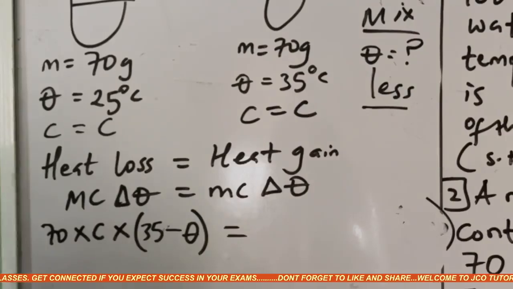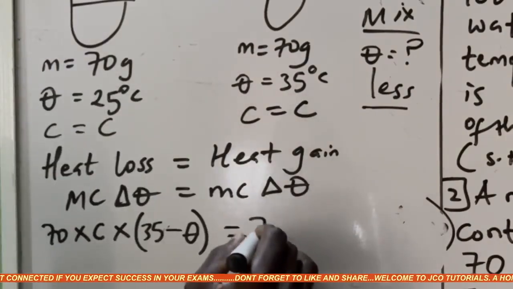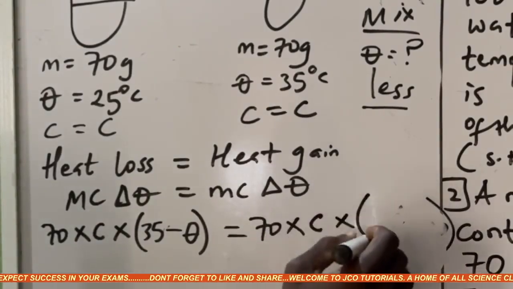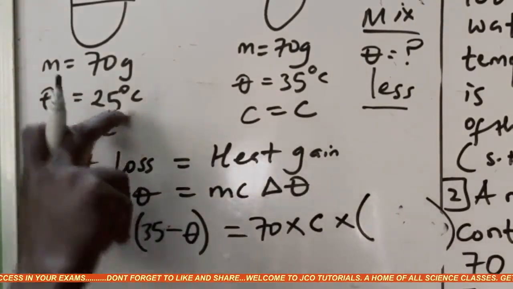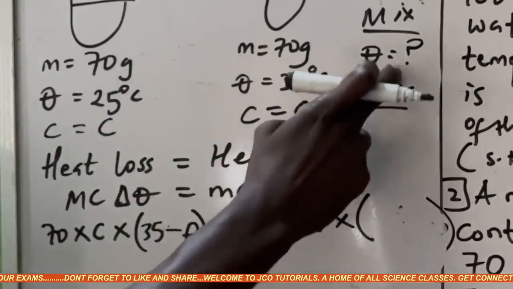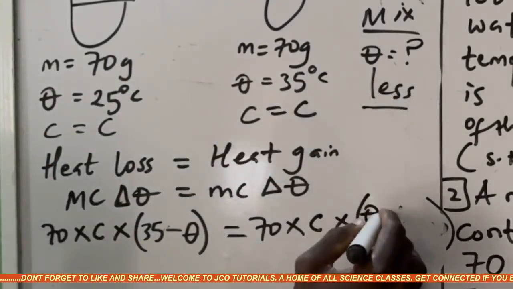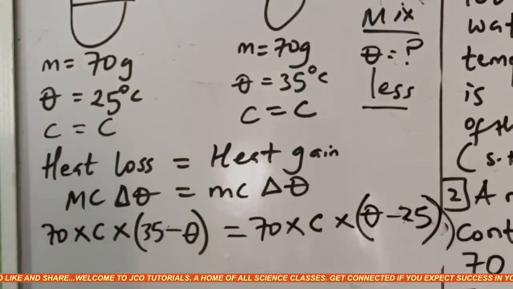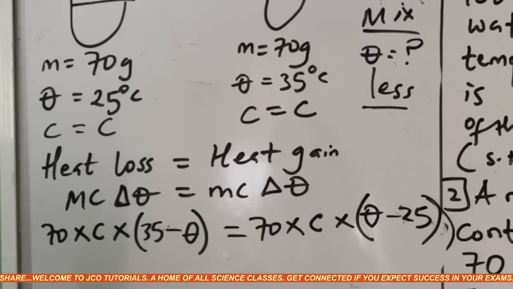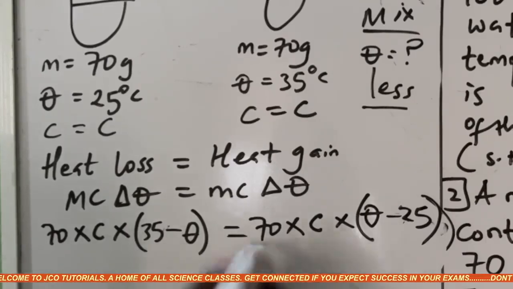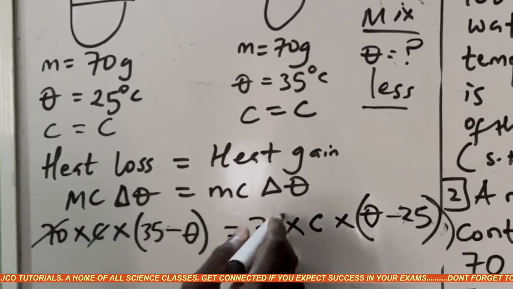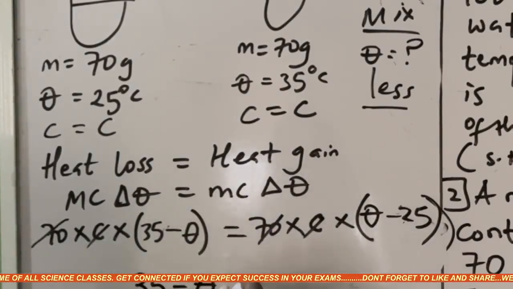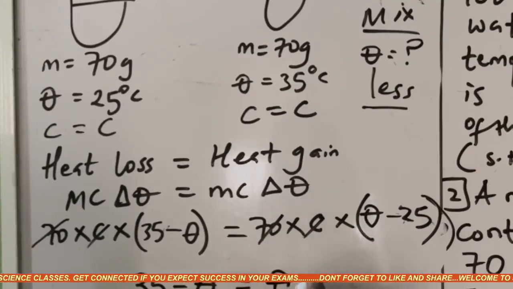Who is gaining heat? This. The mass is 70 times specific heat capacity, which is C, times, when this gains, the mixture theta will be higher than that. So it will be theta minus 25. Please don't forget this. The bigger minus the smaller. 70C, they cancel themselves out. They divide themselves, is gone. So I have 35 minus theta equals theta minus 25.